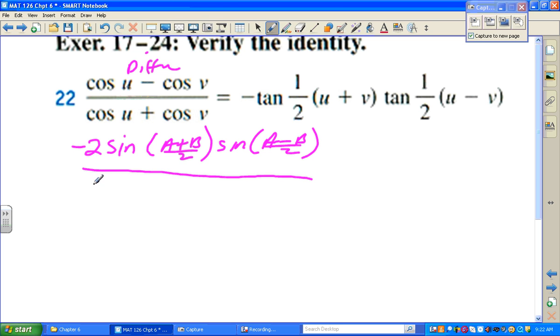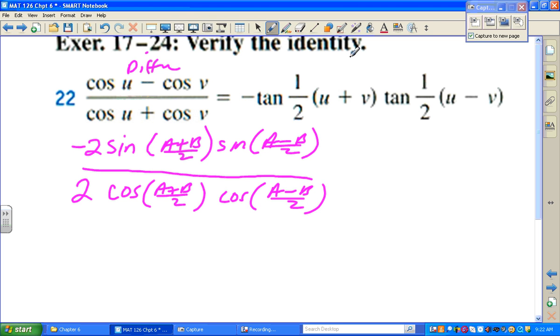The bottom one's going to be 2 sine of A plus B over 2 and cosine of A minus B over 2. Fantastic. And like I said, these are all multiplied. Multiplied, multiplied, multiplied, multiplied. So you can cross these off. See that 2 and that 2? Since all the numbers are multiplied, you can start factoring and start crossing off like terms.